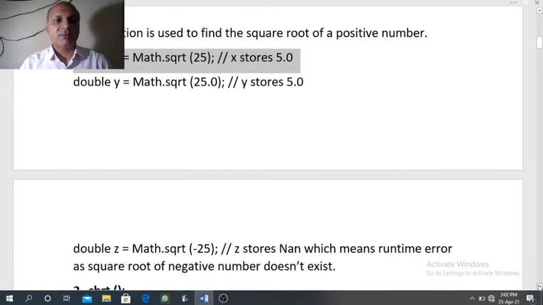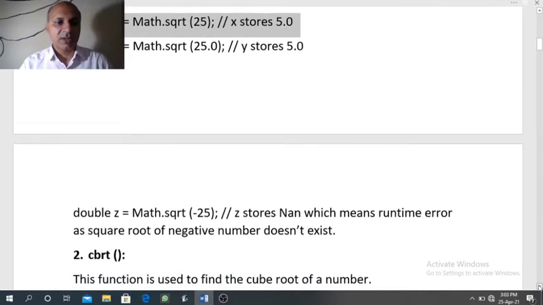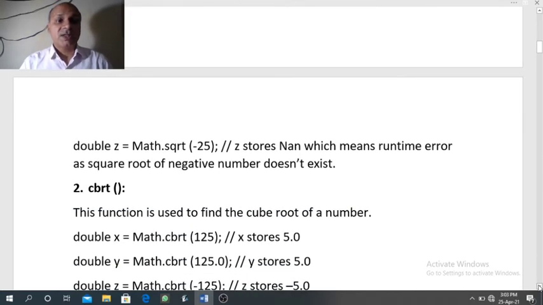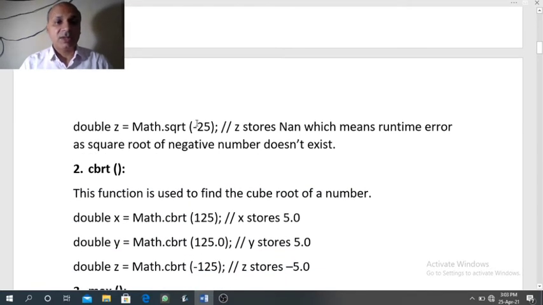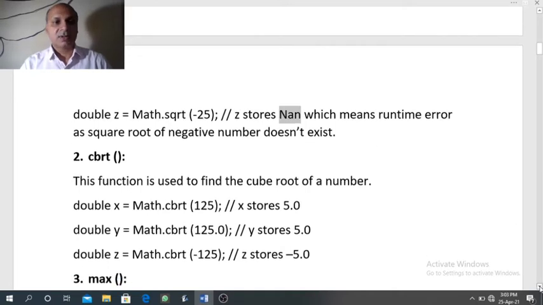So for positive numbers it will give the square root, but suppose you are passing a negative number in the argument, like square root of minus 25, it is invalid. In that case NaN will be the answer. NaN means not defined, because the square root of a negative number is not possible.